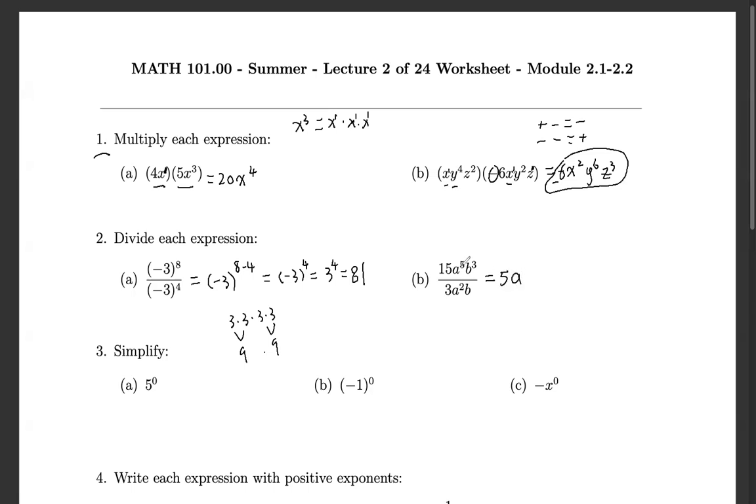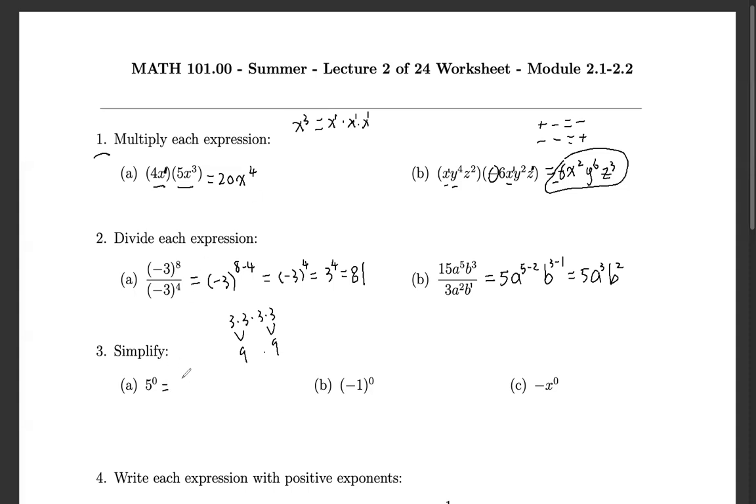Then for A, we have 5. So division of the same base, subtract the exponents. So A raised to 5 minus 2. Then for B, we have 3 minus 1. By default, this is a 1. So A raised to 5 minus 2, 3. B raised to 3 minus 1, 2.